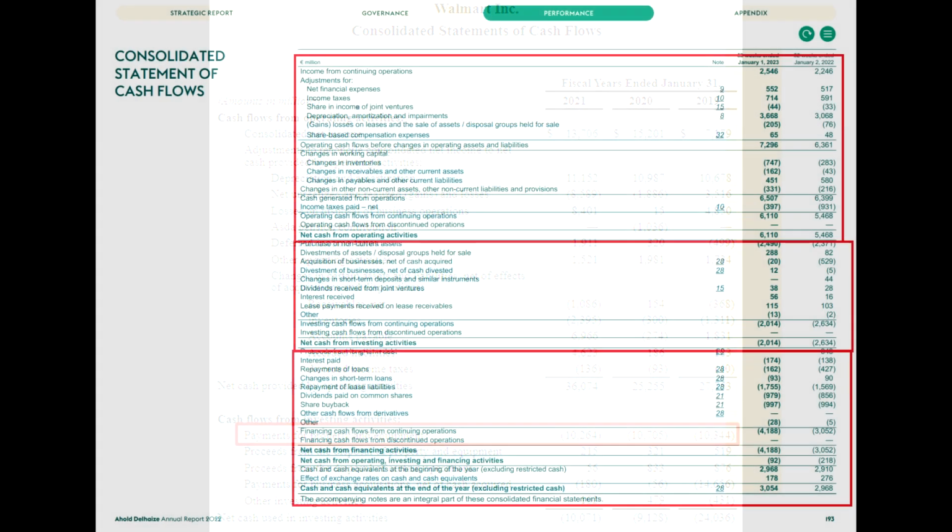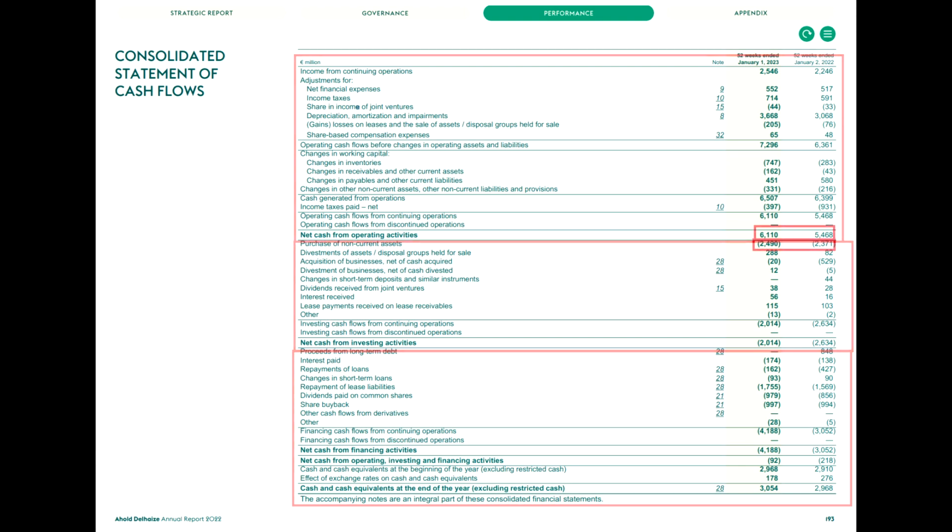And by looking at all these three numbers as well as free cash flow, you can get an overall feeling of the health of the company and maybe a potential future investment.